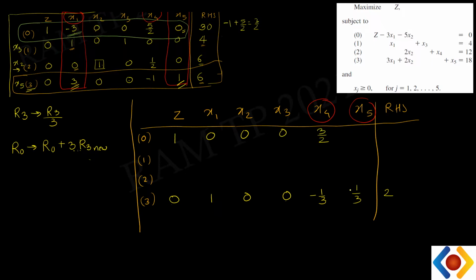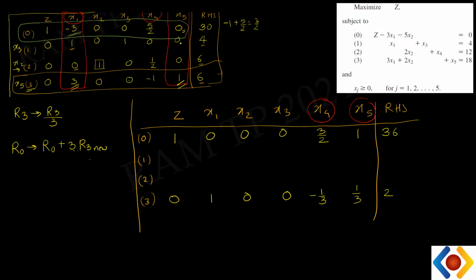Then 3 times 1 by 3 gives you 1. 0 plus 1, 1. 3 times 2, 6. And you add that 6 to this 30, so we get 36. Right? Correct. Very good.